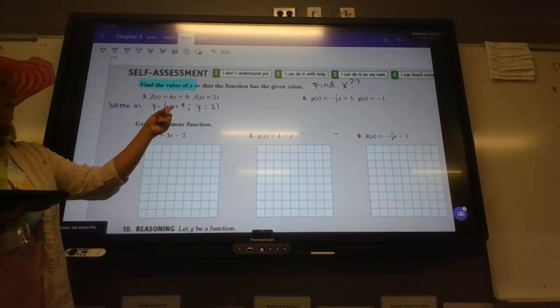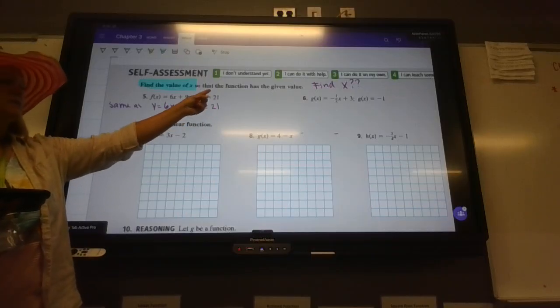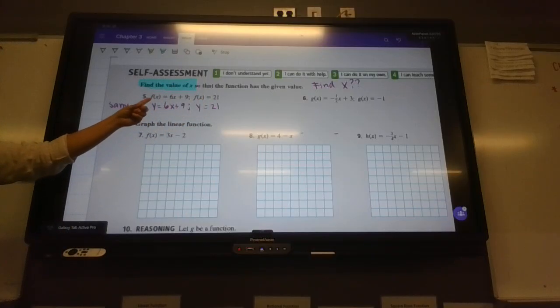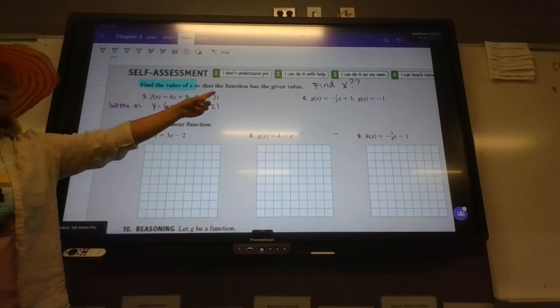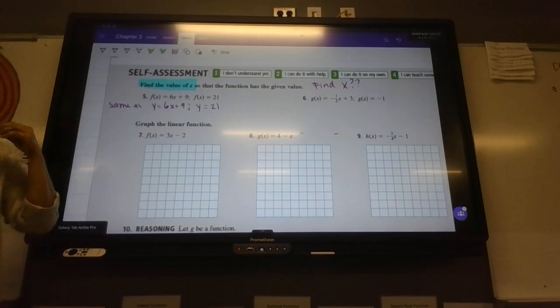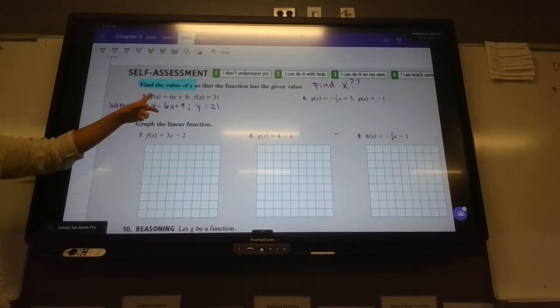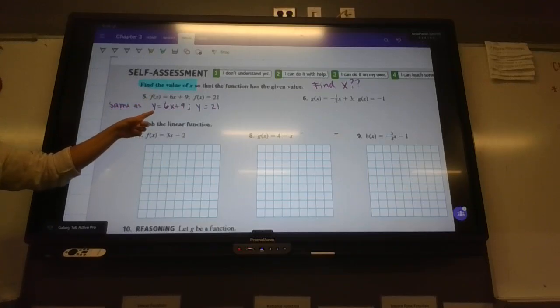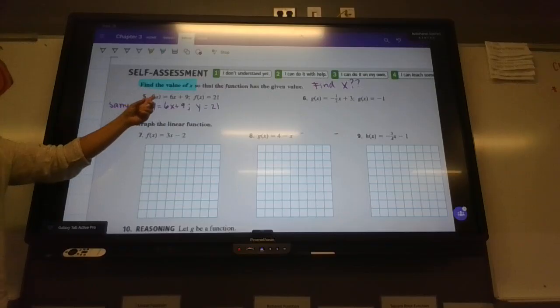So instead of plugging in for x, I'm going to take 21 and put it in for f of x. And if you like, when I was a student, I always immediately rewrote f of x as y because I liked it better. What do you guys like better, the f or the y?